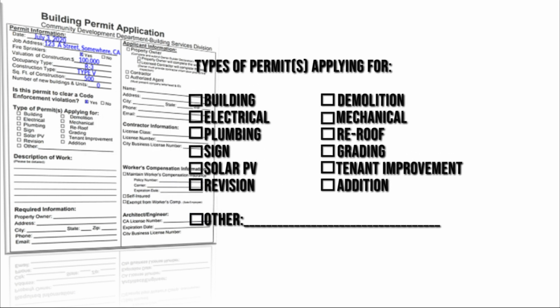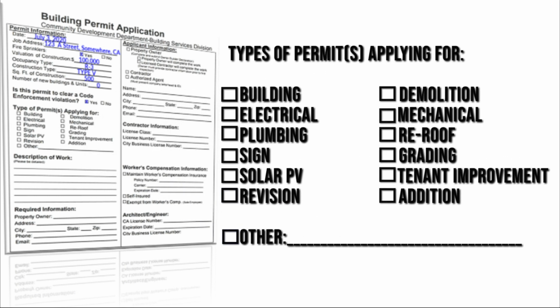Next are selections for disciplines. As you see, there are a variety of options, and basically, let's say you have a contractor applying for a storage shed with no utilities, then building would be selected. However, let's say you were installing electrical in the storage shed, then both building and electrical would be selected.